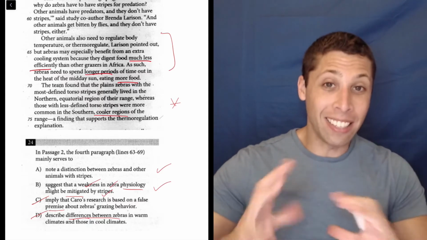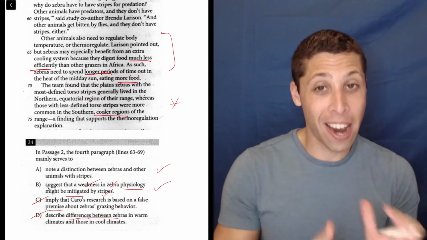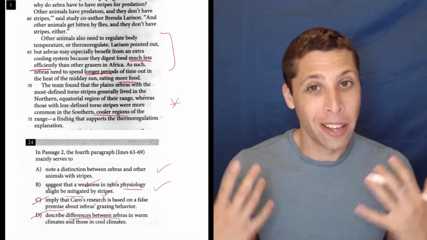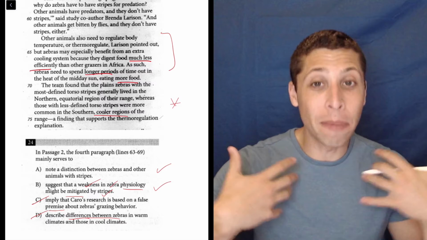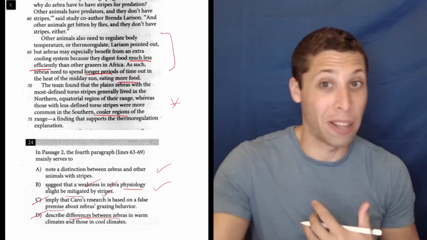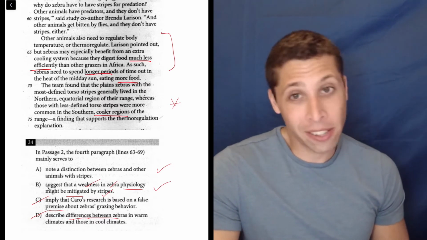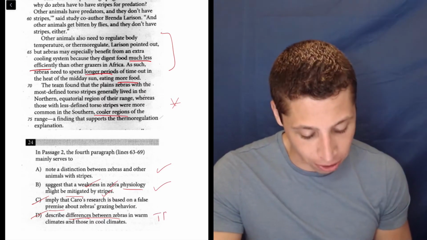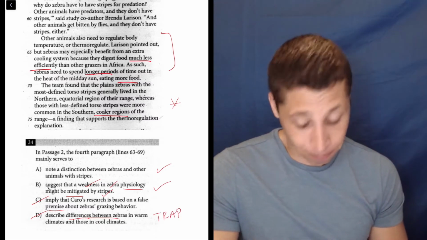So it does talk about different zebras there, but we're not asked about that paragraph. We're asked about the fourth paragraph. So we can't bring that piece completely into it. We just need to think about, how does it support that? So it's tricky because if you do read a little extra, you're more tempted by this trap answer, but that's not what they're asking about.